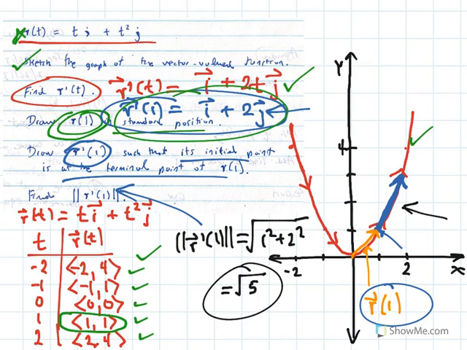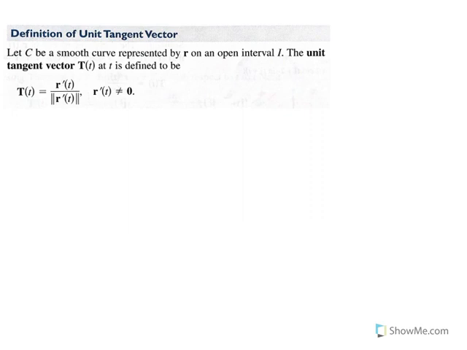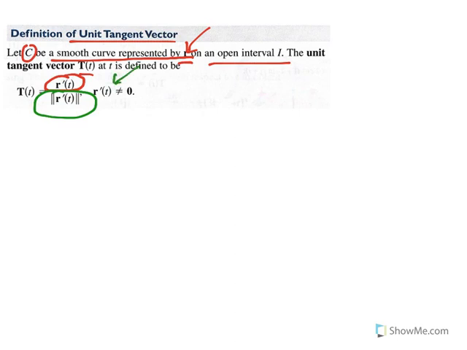So what is the unit tangent vector? Definition of unit tangent vector: let C be a smooth curve represented by r on an open interval I. The unit tangent vector T of t at t is defined to be r prime of t, the derivative of the vector-valued function r of t, divided by this scalar quantity, the magnitude of r prime of t, such that r prime of t is not the zero vector.